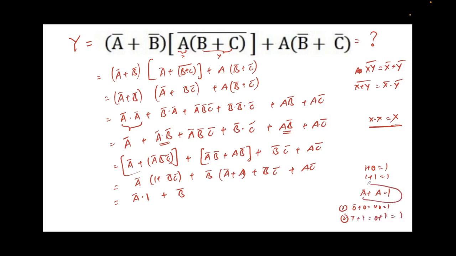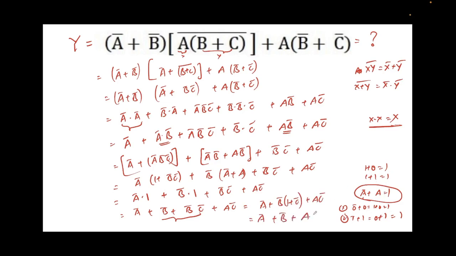So a bar plus a will always be equal to 1. So I'll write b bar dot 1, this term, plus b bar c bar plus a c bar. Anything into 1 will be 1. So it will be a bar plus b bar c bar plus a c bar. Now look at these two terms. I can take b bar common again. So it will be a bar plus b bar into 1 plus c bar plus a c bar. Now 1 plus something is nothing but 1 itself. So a bar plus b bar plus a c bar.